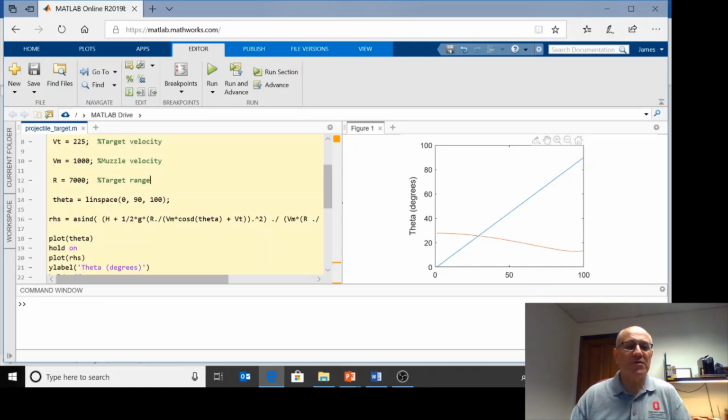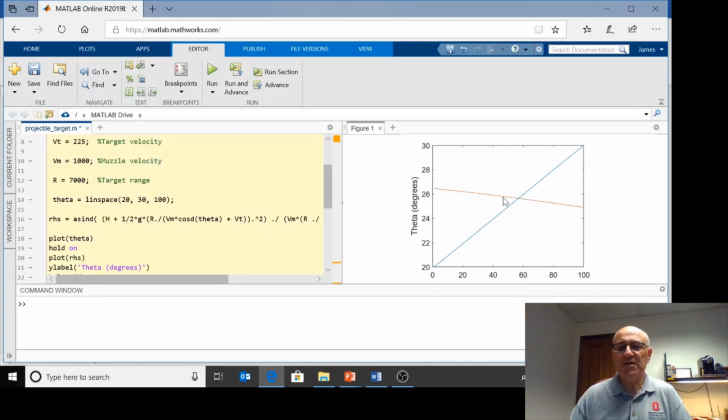If I want it with more precision, now that I know it's, say, between 20 and 30 degrees, I can just zoom in and do a solution over a more limited range. All right, so now we can see it's somewhere around 26 degrees, 25, 26 degrees. So we can even zoom in a little more.